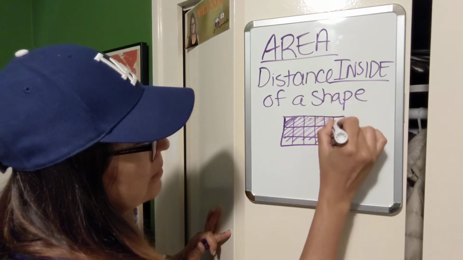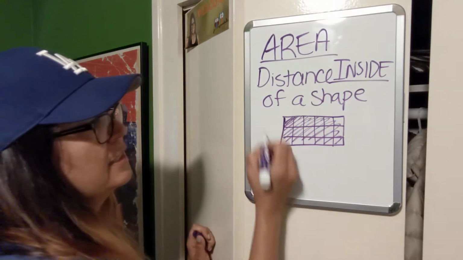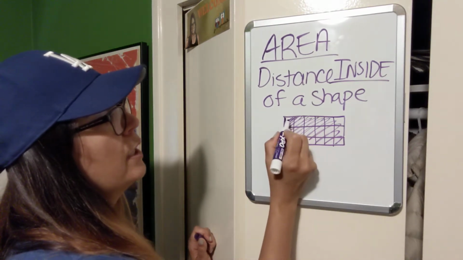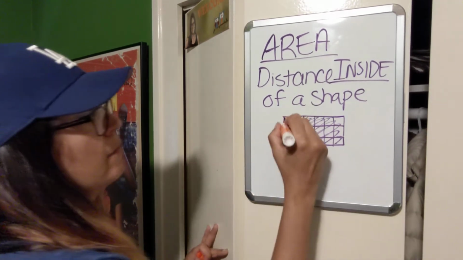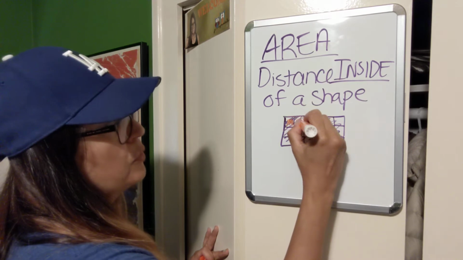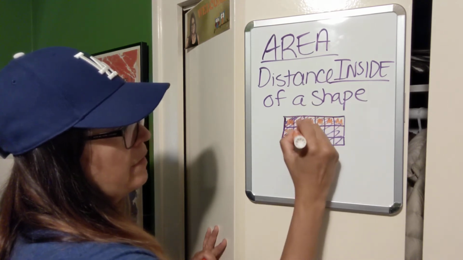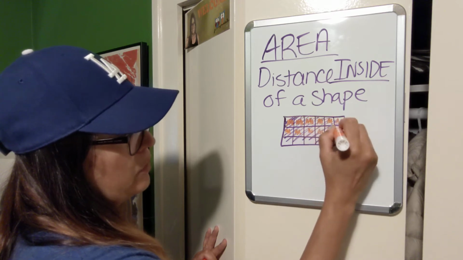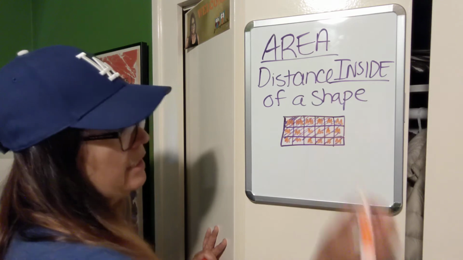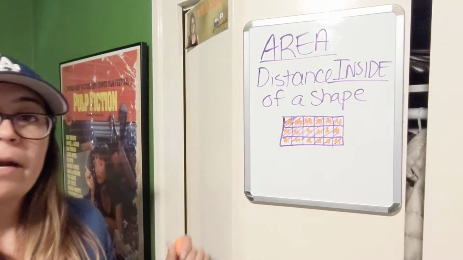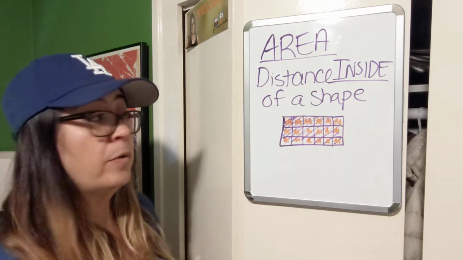It's not that easy. Okay, I did my best to make every little space equal. Okay, so in this case, we have, let me use a different color. I have 1 square unit, 2 square units, 3 square units, 4, 5, 6, 7, 8, 9, 10, 11, 12, 13, 14, 15, 16, 17, 18. I have 18 square units.